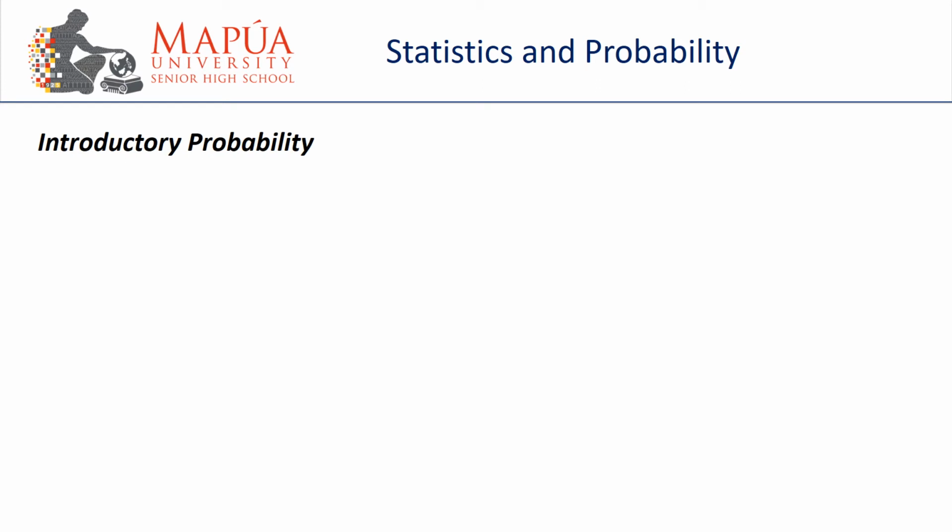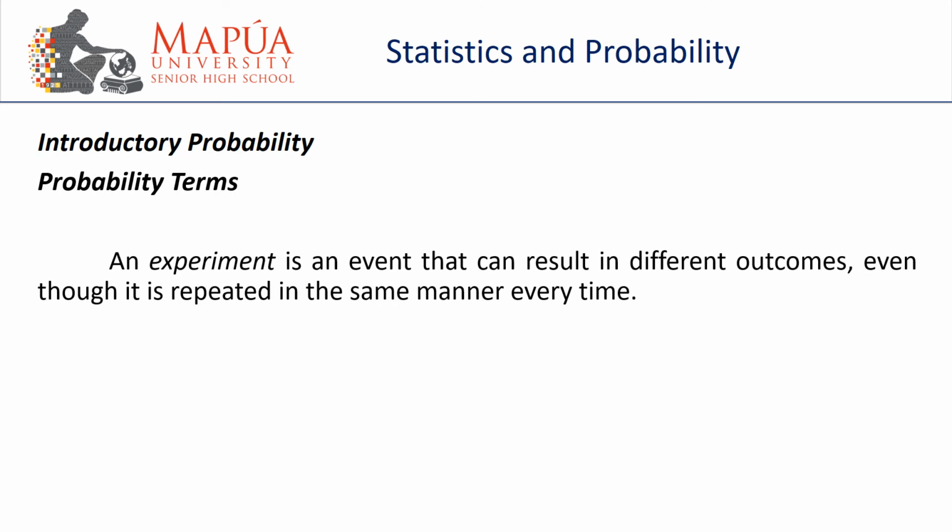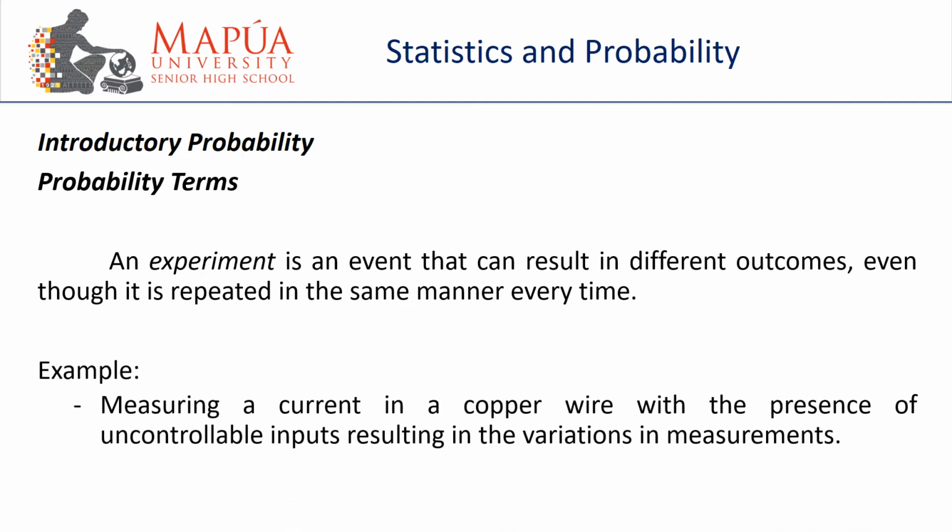Now we're going to define some terms in probability. Let's begin with experiment. An experiment is an event that can result in different outcomes, even though it is repeated in the same manner every time. For example, measuring a current in a copper wire with the presence of uncontrollable inputs, resulting in the variations in measurements.